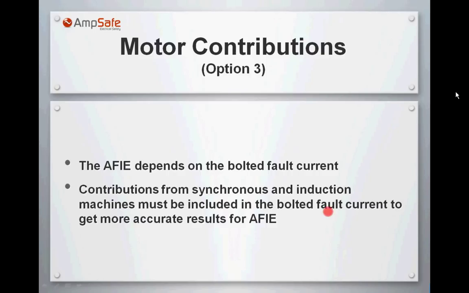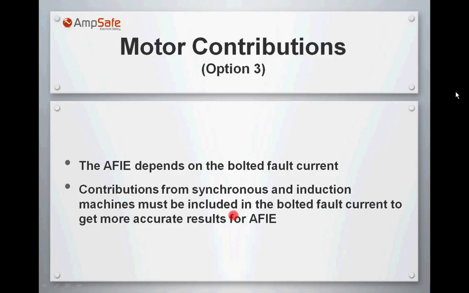So the ArcFlash incident energy will depend on the voltage fault current. That will definitely depend on the voltage fault current, because actually it depends directly upon arcing current, but the arcing current will depend upon the voltage fault current. Therefore, the ArcFlash incident energy depends on the voltage fault current. Contribution from synchronous and induction machines must be included in the voltage fault current to get more accurate results for ArcFlash incident energy. So that's my take. My take is, since ArcFlash incident energy depends on voltage fault and contributions are part of that voltage fault, they should be considered as a general rule.